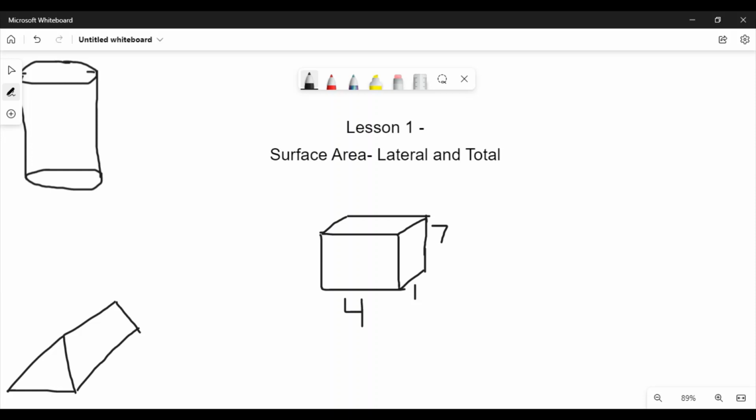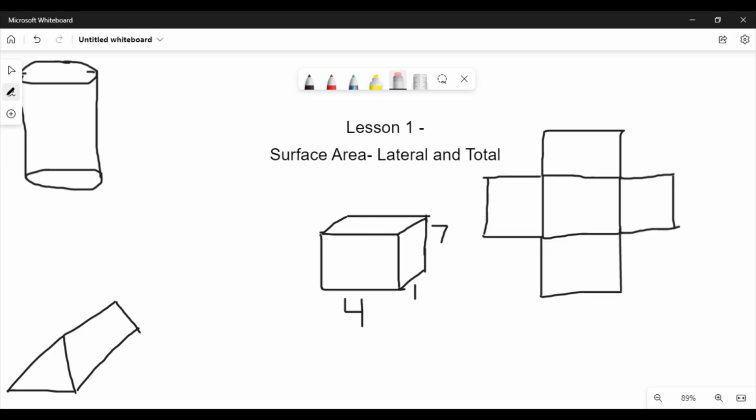And this is not the exact proportions of this. It's just random numbers that I'm writing. So for the lateral surface area, it is easier to draw it out like this. Okay, so this is how it would be easier to do.